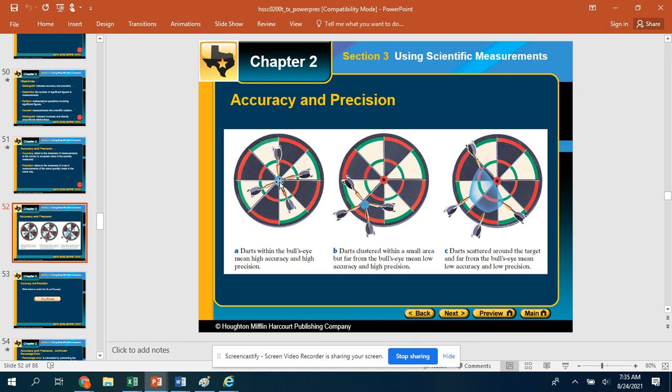Accuracy is whenever they all go to the bullseye or the correct answer, either way. So all these darts would be accurate. Precision is they don't necessarily have to go to the right answer or go to the bullseye, but they do have to be repeatable, which means they all go to the same spot. So this picture would be precise but not accurate. This picture would be precise and accurate since they're in the bullseye. And then this picture would be neither. This is not precise, nor is it accurate because it's not on the bullseye.